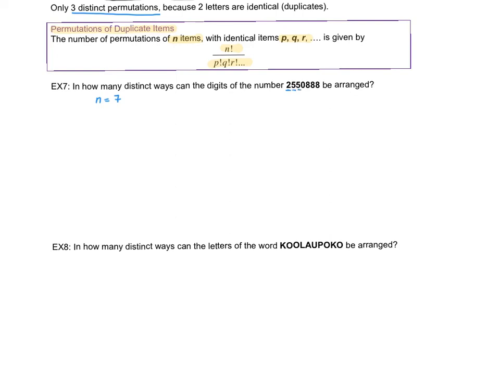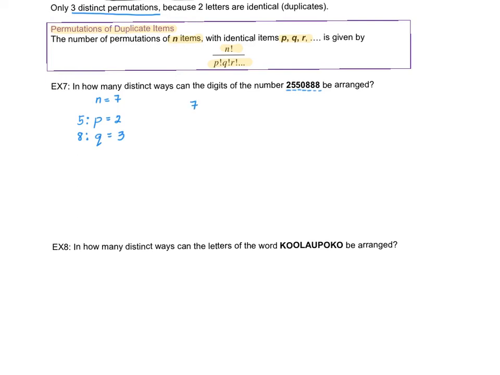The 5, I have 2 of them. So when I look at the number 5, I'm going to let that be the P in the formula. P, Q, R, those are numbers. Remember, all these letters stand for numbers in the formula. So P is the number of 5s I have, and since I have 2 5s, P is 2. If I look at 0, there's only 1, so I don't have to list it. But look at 8. I have 1, 2, 3 8s. So when I look at the number 8, that's going to be my Q in the formula. So how many 8s do I have? 3. So Q is 3.